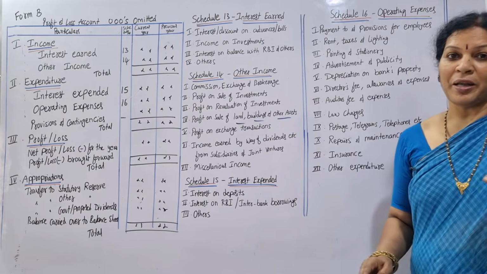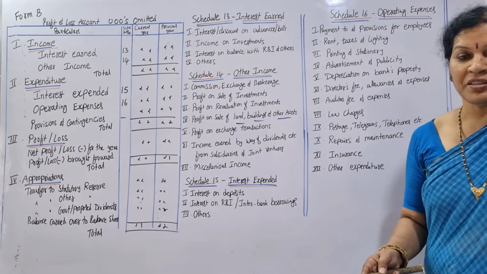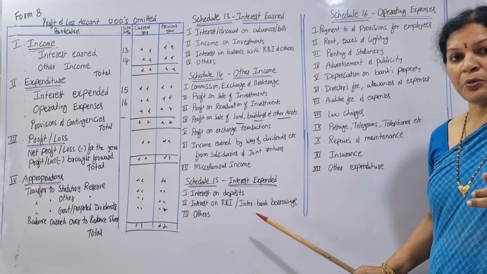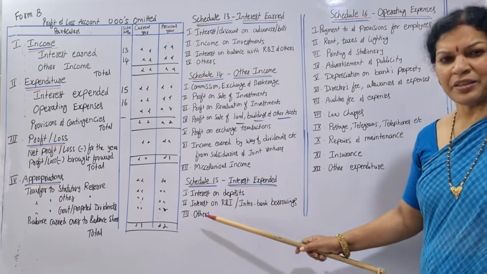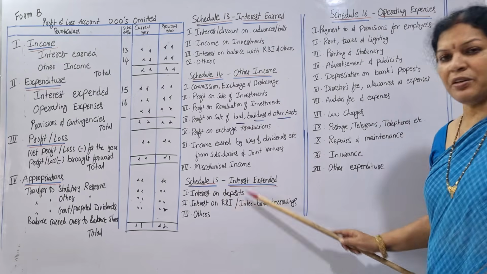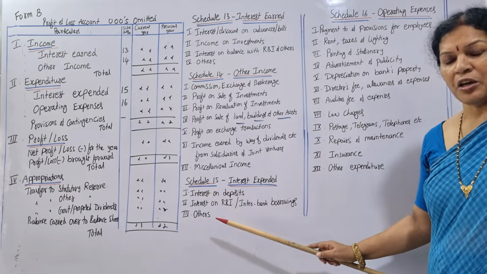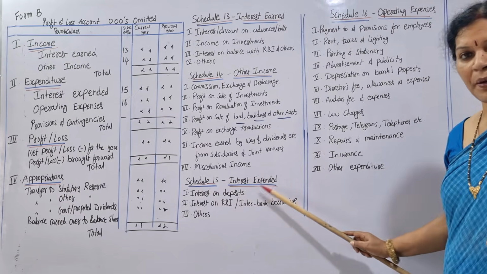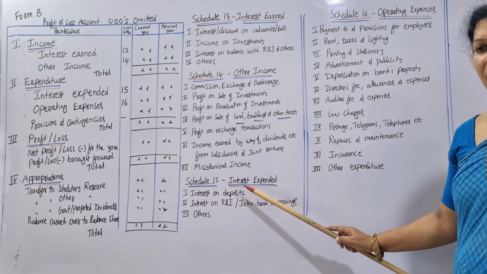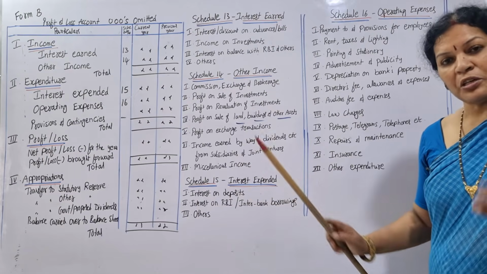If you have taken anything from RBI, on that you have to pay the interest. If any borrowings from other banks, that also you have to pay the interest. And any other from other banks or financial institutions, from anywhere, if you get anything, on that interest you have to pay. So that interest expended comes under schedule number 15.